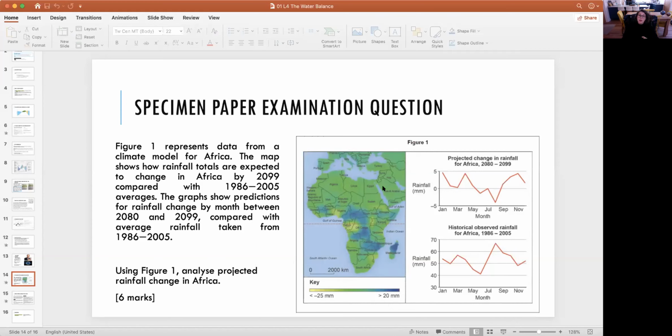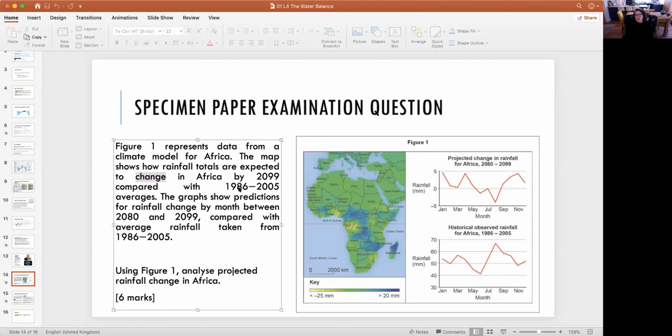Now, where a lot of candidates lose marks in exam questions is they are panicked because they're short of time. So they read the question, using figure 1, analyse projected rainfall change in Africa. Right, let's go. And they just look at this and they don't look at the blurb that goes with it. The blurb gives you lots of clues about how to frame your answer. So it's so important that you read that information.